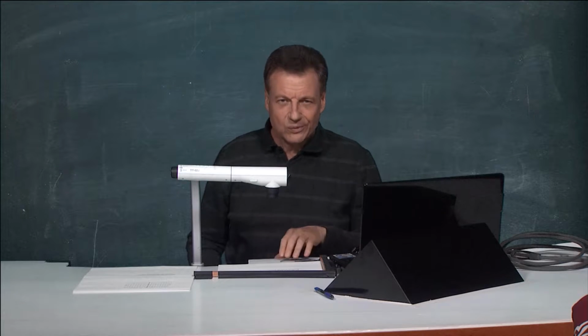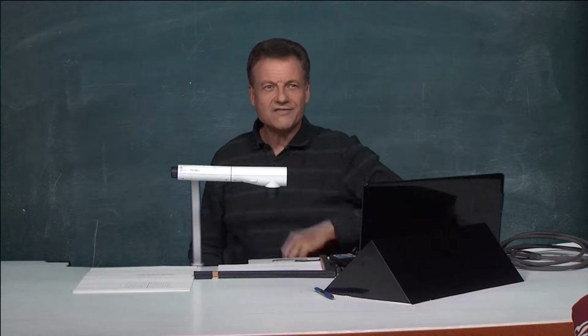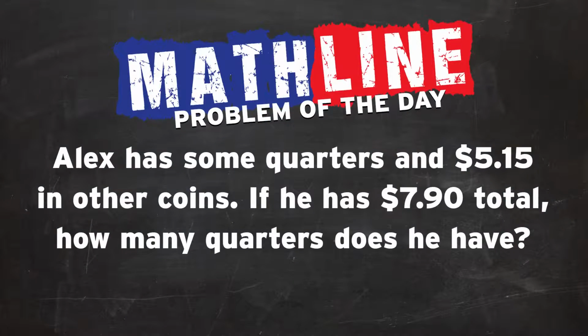You know what? We're going to look at the problem of the day. Our problem of the day today has Alex and his quarters, and goodness, he's got all sorts of coinage here. It says Alex has some quarters and he's got $5.15 in other coins. That could be nickels, dimes, half dollar, all sorts of good things. If he has $7.90 total, how many quarters does he have?